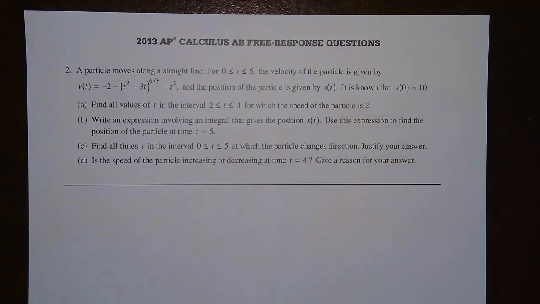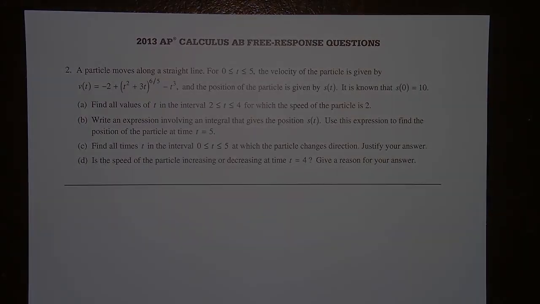Okay, so let's go ahead and answer part A. Find all values of t in the interval 2 to 4 for which the speed of the particle is 2. So the speed of the particle is the absolute value of the velocity, okay? That's speed. So we want to set that equal to 2 and solve it, okay? So let's go to our paper and let's write that out.